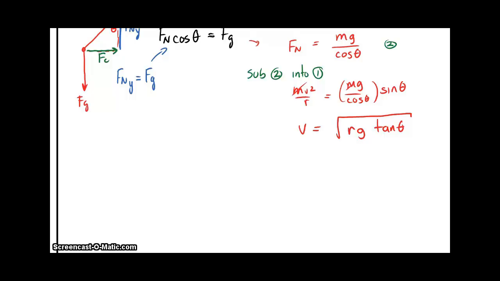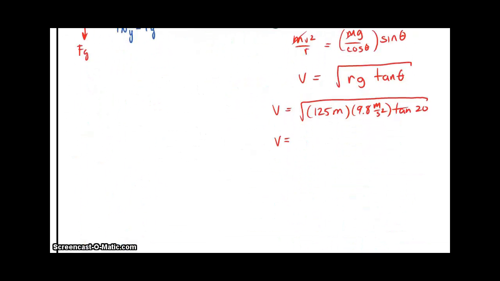And then we get v equals, what was the radius? 125? The square root of 125 meters times gravity times tan 20. And I hope that all that equals, what's the answer? I can't scroll up here. Here we go. All that should equal 21.1 meters per second.